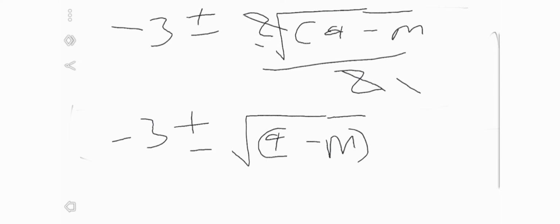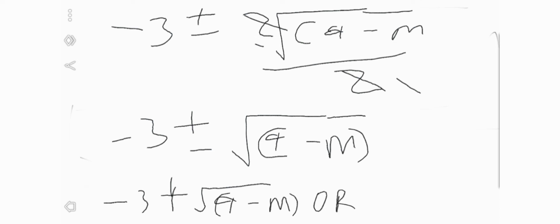Close the bracket. Okay, so from that, it could be known as minus 3 plus the root of (9 minus m), close the bracket, or minus 3 minus the root of (9 minus m), close the brackets. Do you know why? Remember that here is minus 3 plus or minus, so one of them will be plus, one of them will be minus. So minus 3 plus the root of (9 minus m), or minus 3 minus the root of (9 minus m).